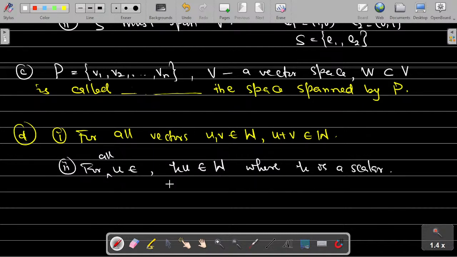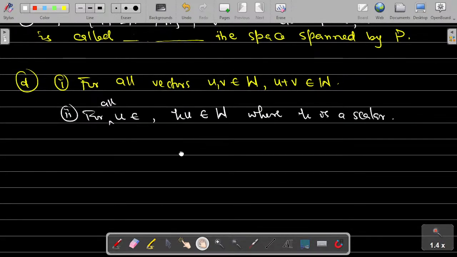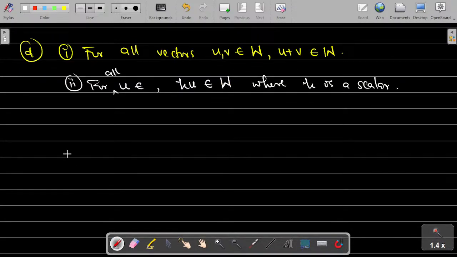So once a subset of a vector space is able to satisfy these two conditions, closure under vector addition and closure under scalar multiplication of vectors, then you say that such a subset is a subspace of the particular vector space. Okay, and that's for question D. So we move over to E.